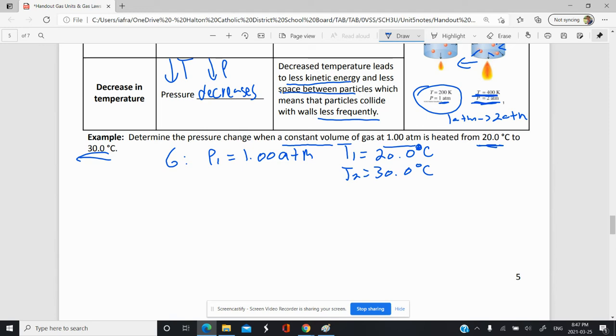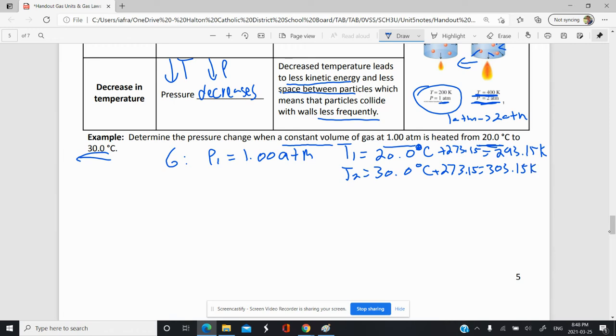Now, before we move on, we need to make sure that we convert this into Kelvin. If we use the temperatures as degrees Celsius, we're not going to get the correct answer. So make sure you convert these to Kelvin. So plus 273.15, plus 273.15. So we get 293.15 here, 293.15 Kelvin. And over here we get 303.15 Kelvin, 303.15 Kelvin. So don't forget to do that.